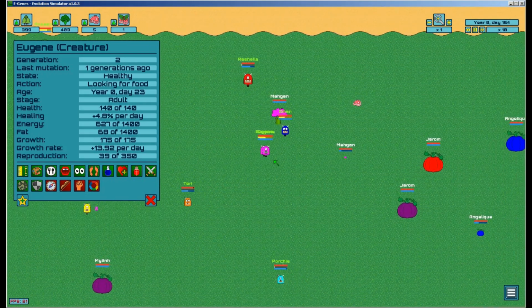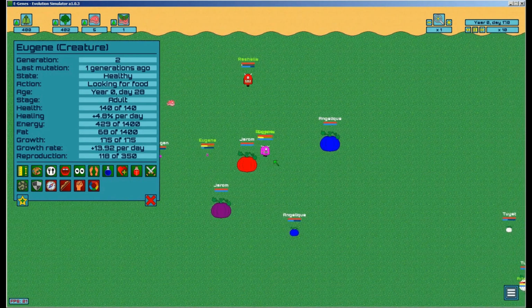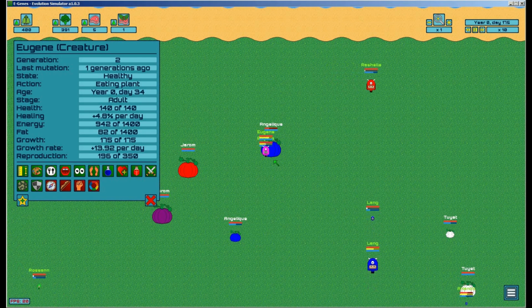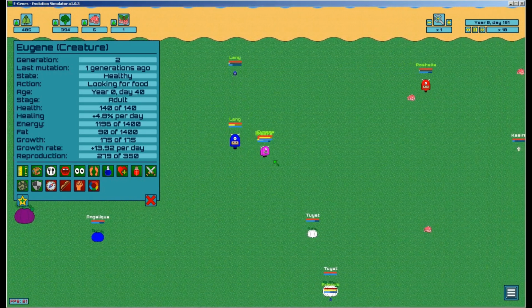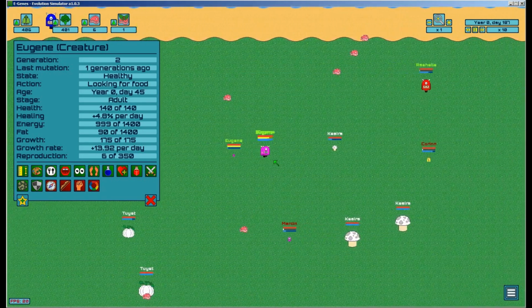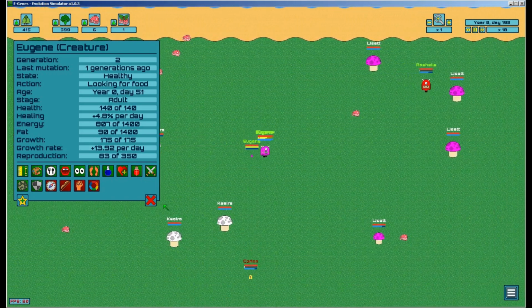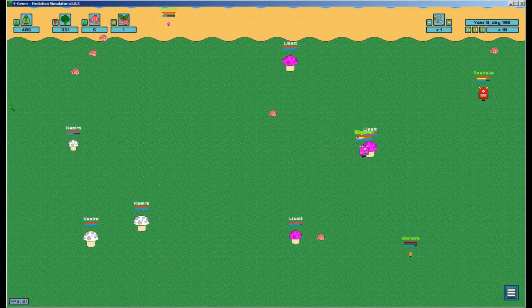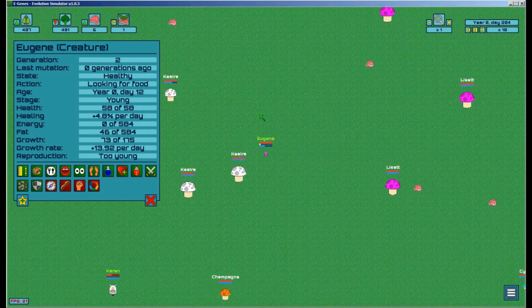Eugene and his offspring are now migrating to get more food. Eugene just laid another egg. This one mutated the behavior gene that affects the migration direction.